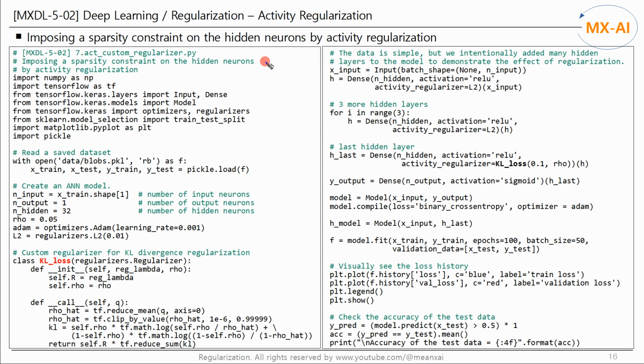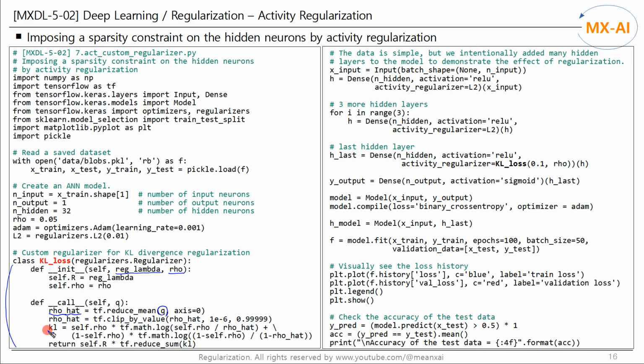Now, let's implement KL divergence regularization using activity regularization. This is commonly used in sparse autoencoders, but here we will apply it to our previous binary classification code. Write a custom regularizer for KL divergence regularization as follows. The inputs to this class are the regularization constant and the desired output, rho. Calculate rho hat j as the average of Q. Here Q is the outputs of the hidden layer.